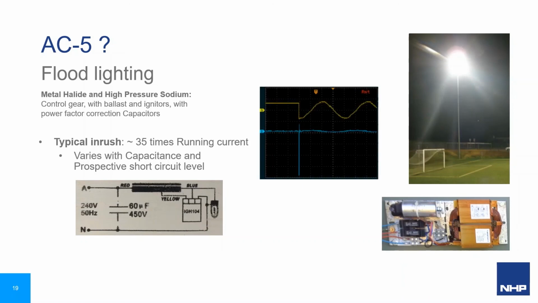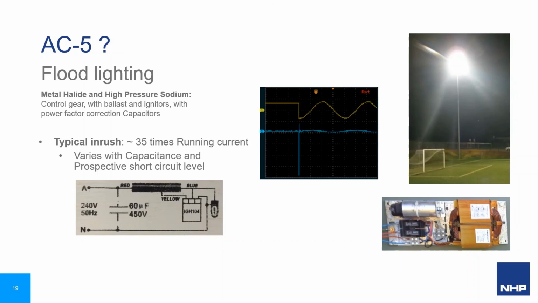We have seen in testing a 2000 watt metal halide lamp with 80 microfarads of correction with inrush currents of 35 times, and a 600 watt sodium vapour lamp with 60 microfarads correction have a 200 microsecond peak inrush of 100 times.